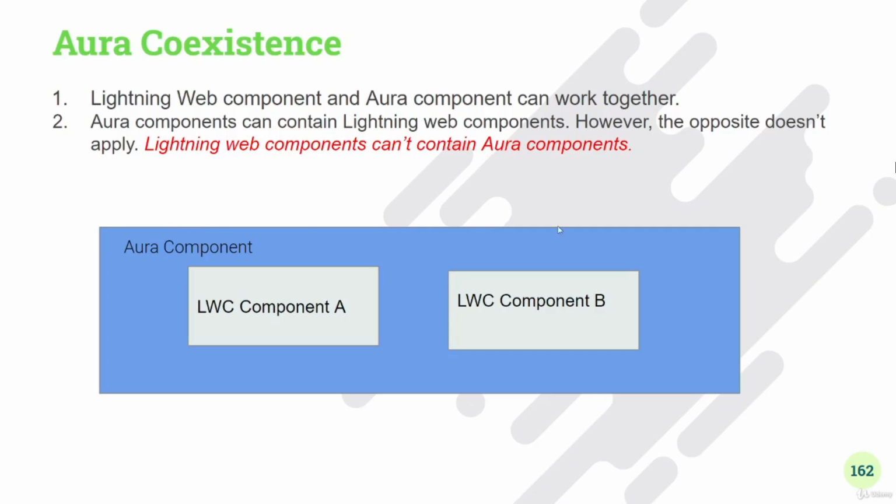So if you look at this diagram, the blue color is my Aura component. Within the Aura component, I can embed as many Lightning Web Components as I want. So let's go to our VS Code and see how we can achieve this.